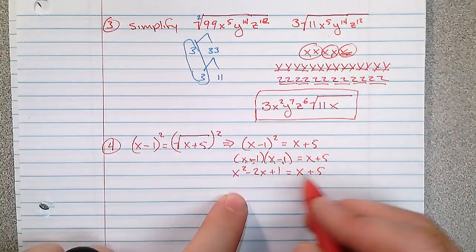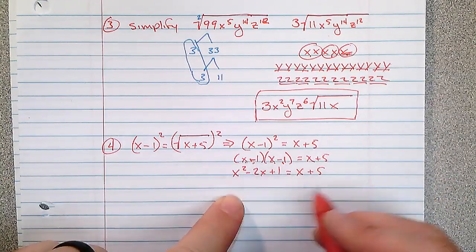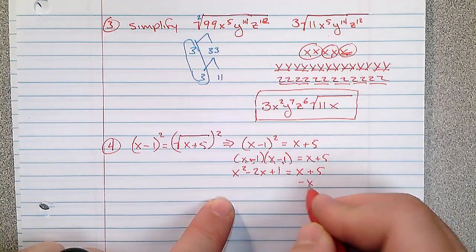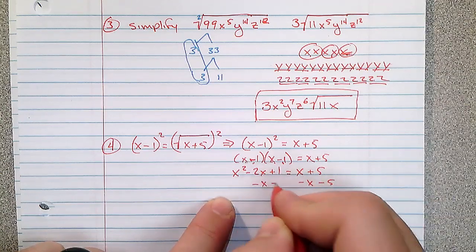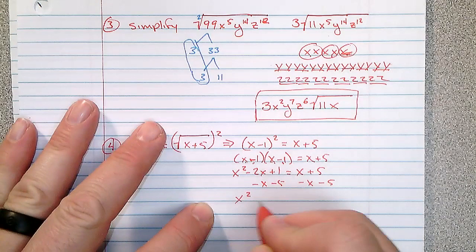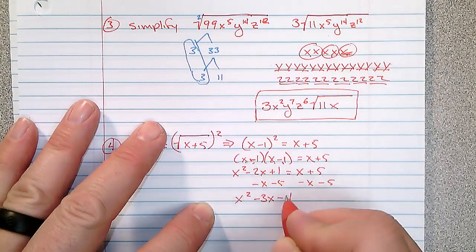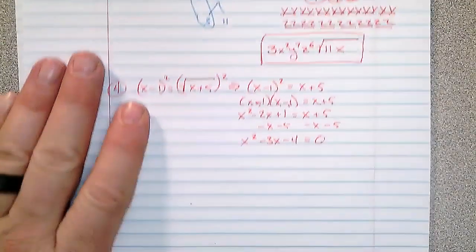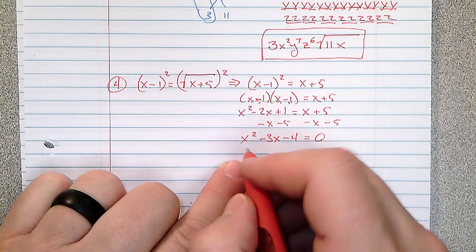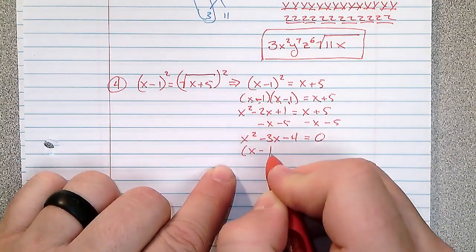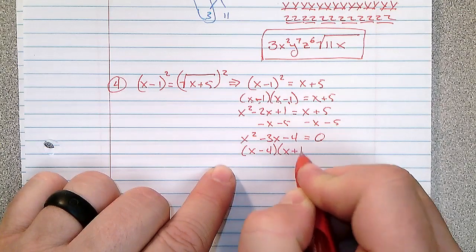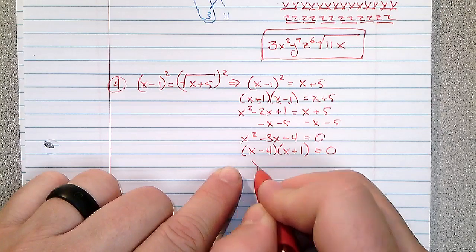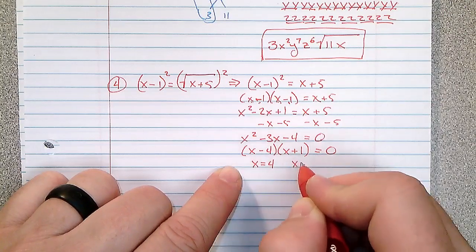Now we continue to solve for x, so we need to get everything on one side and 0 on the other. So we're going to subtract this x plus 5 from both sides, minus x minus 5, minus x minus 5. And we get x squared minus 3x minus 4 equals 0. Now from here, we can factor this into x minus 4, x plus 1 equals 0. So x equals 4, x equals negative 1.